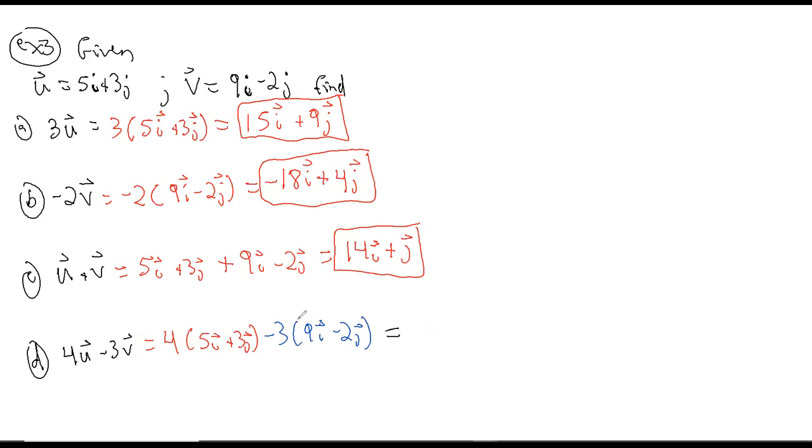Let's distribute the 4 and the negative 3 appropriately. So that'll give us 20i plus 12j. And then let's distribute the negative 3. So that's a negative 27i plus 6j. And then we can combine our like terms, ultimately giving us 20i minus 27i is negative 7i. The 12j plus 6j is a plus 18j.